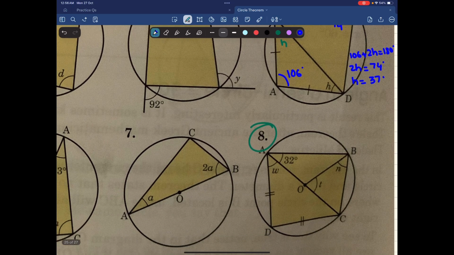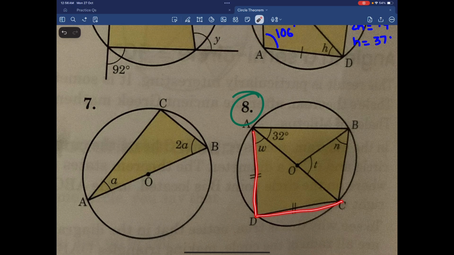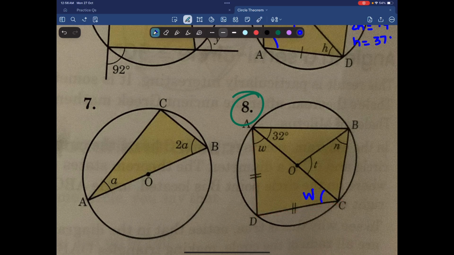Let's try question number 8. Again, since this line is equal to this line, this will be angle W. And please note that A, B, C, D, all 4 points are on the circumference. So this qualifies as a cyclic quadrilateral.